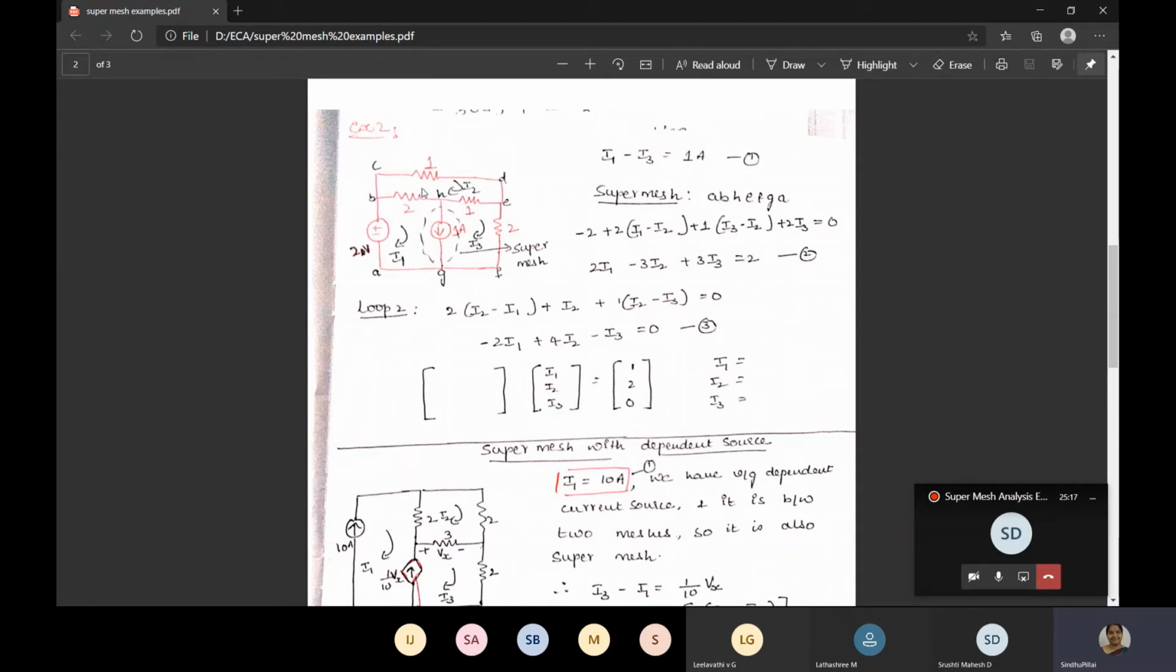So for 2 it is I2 minus I1. For 1 it is just I2, and for one more 1 ohm resistor it is I2 minus I3. See again, I'm telling, this is resistor into current, resistor into current, resistor into current. All this represents voltages. We are writing all the voltages and equating it to 0 in mesh analysis. Simplify the equation, so you'll get the equation 3.